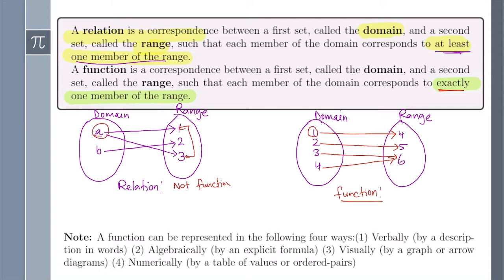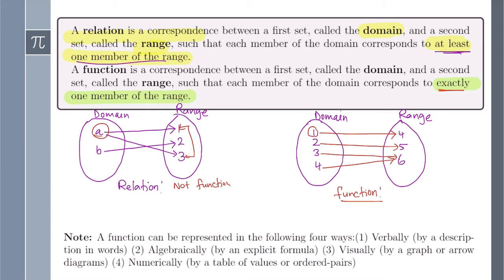So for a relation to be a function, each input must have exactly one output, or each input must be mapped to only one output. It cannot be mapped to two different outputs. So that's what makes a relation a function. Now, there are different ways we can represent a relation.